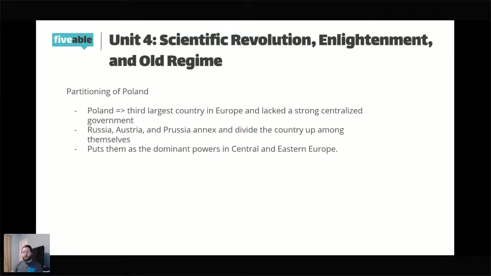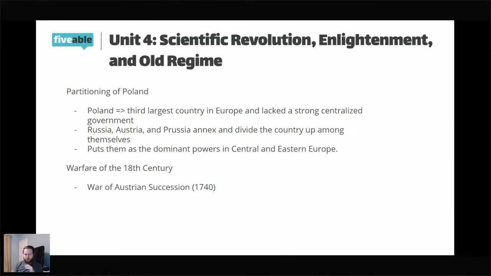But it puts these 3 countries, Russia, Prussia, and Austria, as the dominant powers in Central Europe. After the annexation of Poland, no one can say that these 3 countries are not the 3 strongest countries in Central Europe. All right, that's why it's so important.